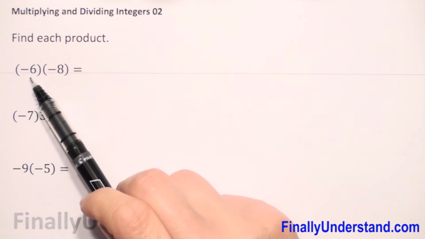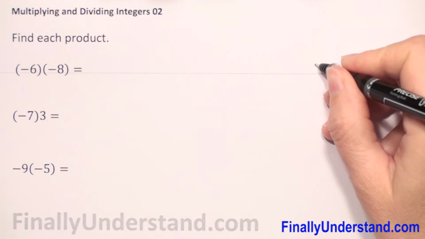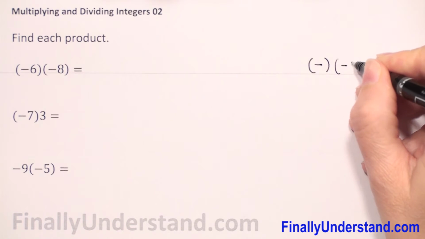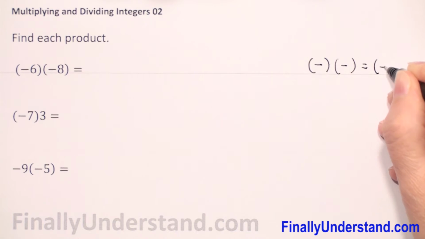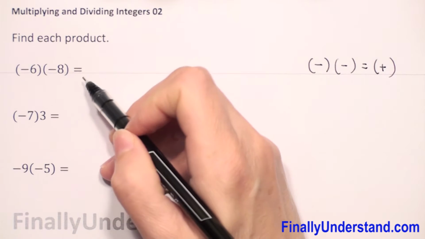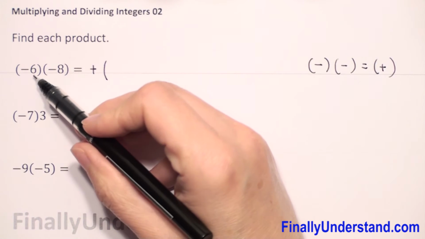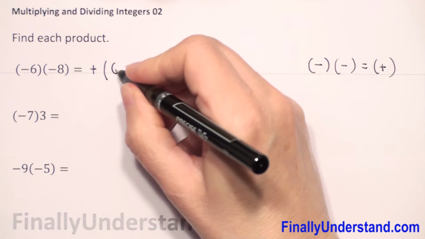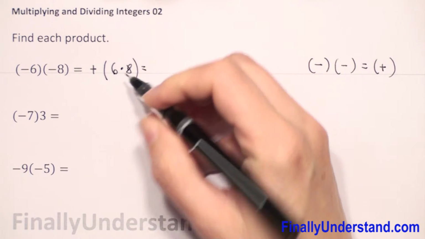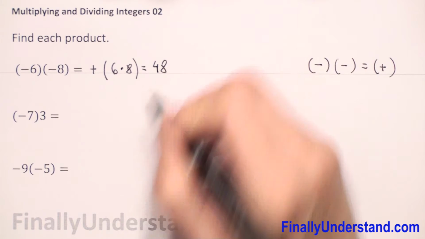Find each product. We have here multiplication of integers. In the first example, we have negative integer times negative. To memorize, negative number times negative always gives me a positive number. So negative times negative gives me positive. I can write this plus. And I have to just multiply the numbers 6 times 8. So this is equal, positive sign we don't have to write, so 6 times 8 is 48.